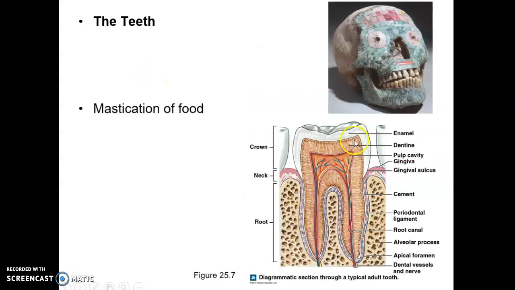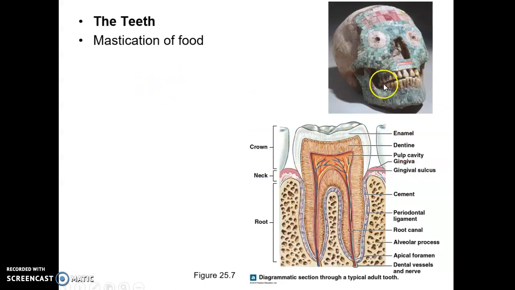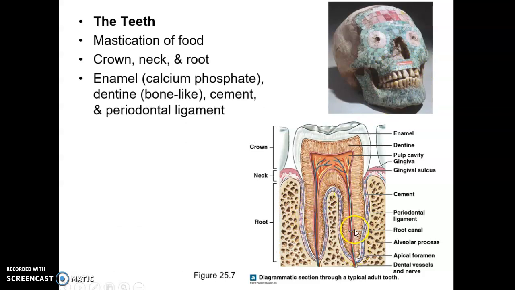All right, the teeth. So biting, mastication of food, and tearing of food. These are real teeth, by the way, on a real skull. The anatomy of a tooth. The crown is the exposed portion of the tooth that you can see. The neck is somewhat of a constriction part of the tooth that comes into contact with the gingiva, the gum line. And then the part that extends down into the mandible or the maxilla is the root or the roots of the tooth.